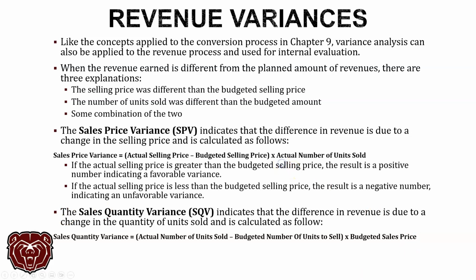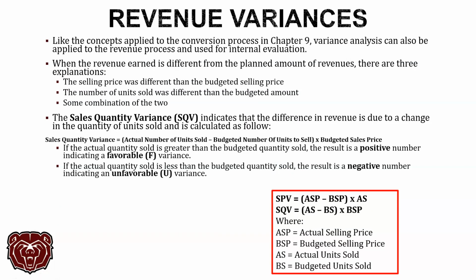Now, this top section is still just the same stuff from the last slide. It's just a reminder, okay? What we want to look at here is the sales quantity variance. This indicates that when there's a difference in revenue, whether that's more or less, it's due to a change in the number of units you actually sold. We calculate that as such. The actual number of units that you sold less the budgeted number of units to sell times your budgeted sales price, okay? So it's actual less budgeted times the budgeted price.